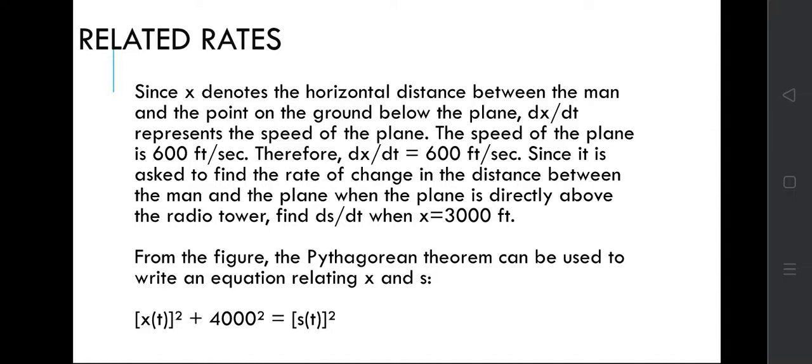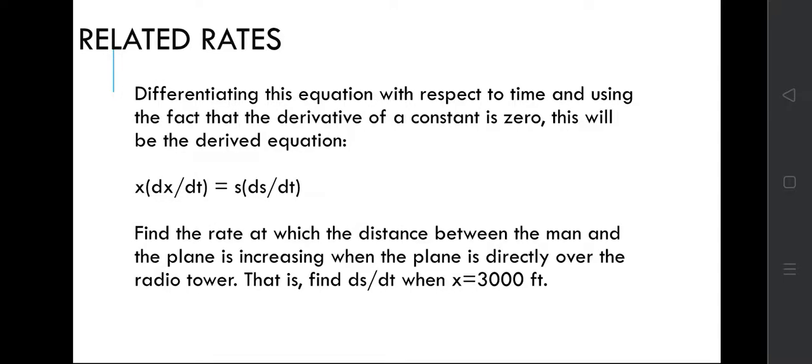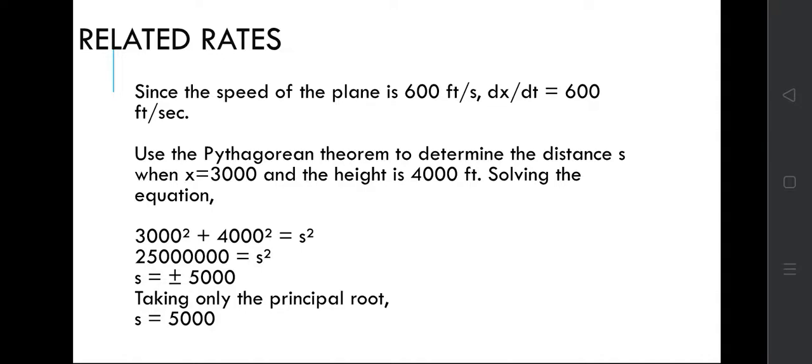Yan, tama siya. Find the rate at which the distance between the man and the plane is increasing when the plane is directly over the radio tower. In short, find ds over dt when x is equal to 3,000. Dito na tayo, since na-derive na natin, kailangan na lang natin is solve by algebra. Since the speed of the plane is 600 feet per second, yun na nga, diba? Ang dx over dt natin is 600.